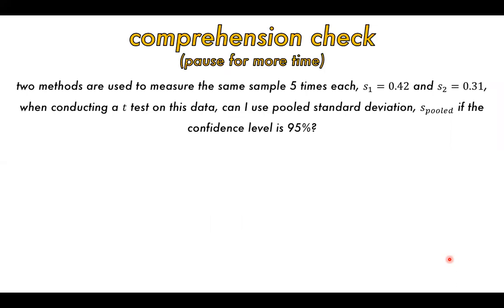Okay, so now that we've gone through all of that, it's time to check comprehension. So how this works is I'll read out the question and then you should pause for some time and then we'll go through the answer together. So 2 methods are used to measure the same sample 5 times each. The standard deviation of the first one is 0.42. The standard deviation of the second one is 0.31. And so when conducting a t-test on this data, is it possible to use the pooled standard deviation at the confidence level of 95%? All right, so pause if you need more time, have a go at this question yourself, and then we'll go through the answer together.